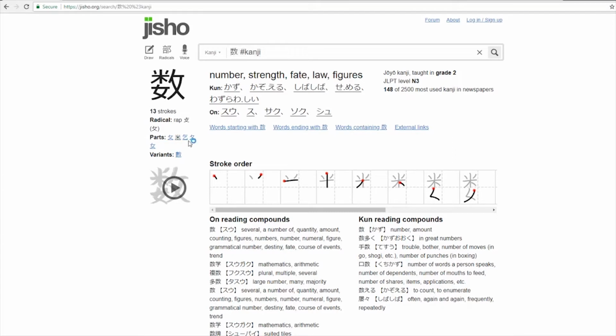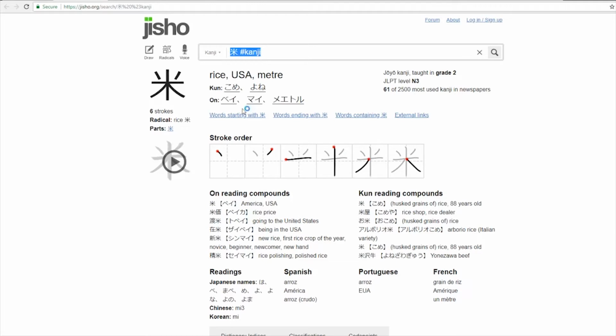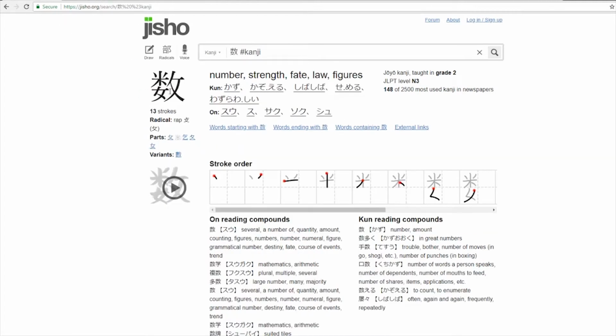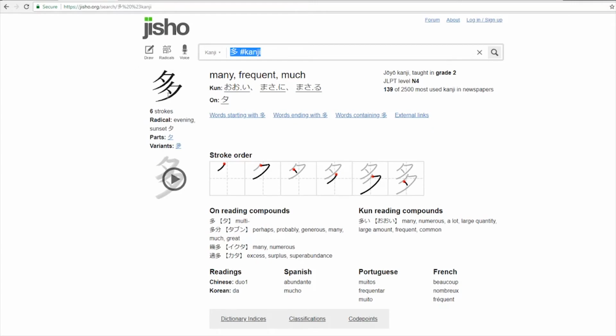The mnemonic for this one that I like to think of, so its components are here. It's got rice as one of the components. You don't need to remember this right now. We're going to look over this again. It's got rice and women. So I think of it like a little story where women are counting the rice that they got after their harvest yield. That's what I like to think of.